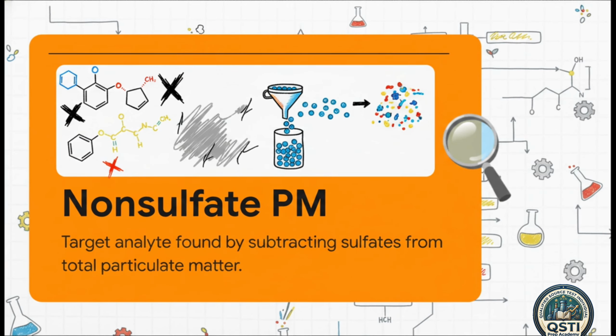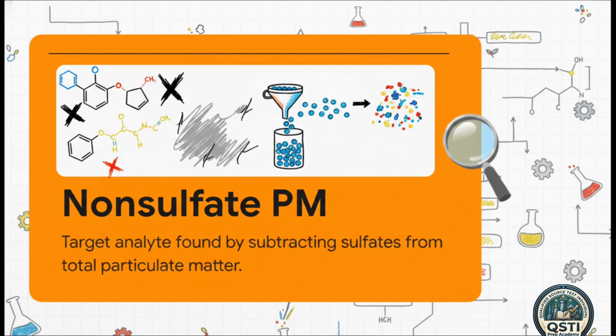And here is our prime suspect. Non-sulfate particulate matter, or PM. Now, what's genuinely wild about this is that our target analyte doesn't even have a formal CAS number, that unique numerical ID assigned to basically every chemical substance out there. It doesn't have one. Why?